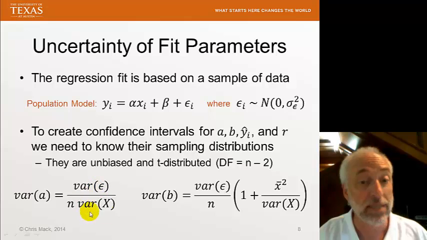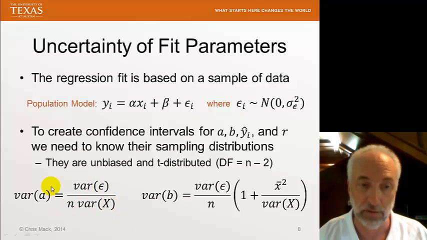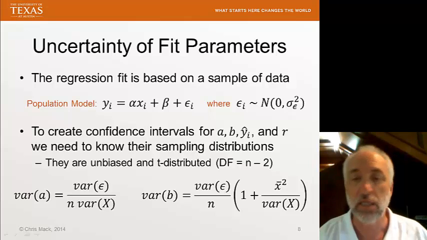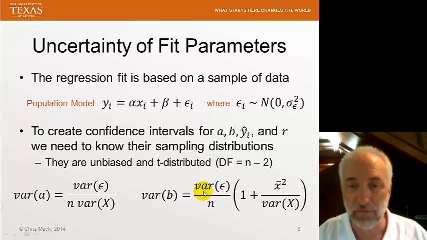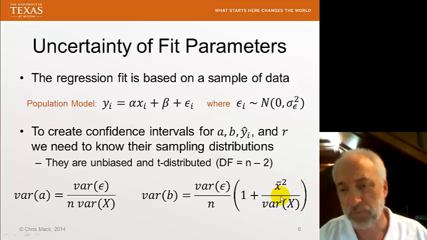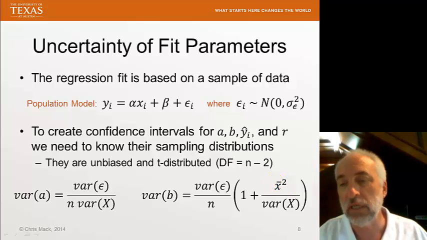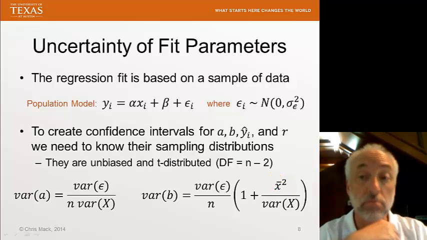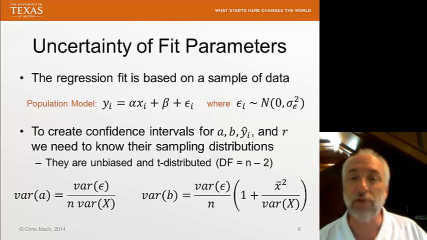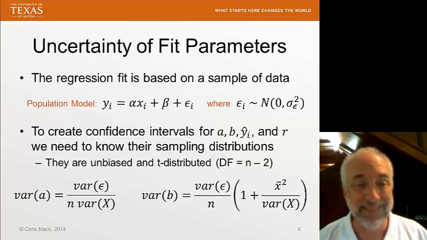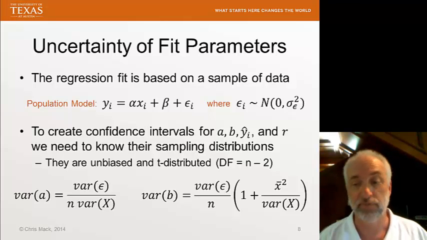So this tells you something about how to design your experiment to minimize the variance in the slope. The variance in b has the same dependence on the variance of the residuals and the sample size, but now it has this extra term, which is how does the variance in x compare to the mean value of x? Again, I want a wide range, but now I want that range to be wide relative to the mean value, and that's what reduces the uncertainty in the intercept.